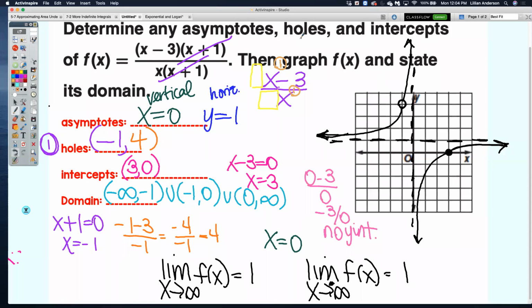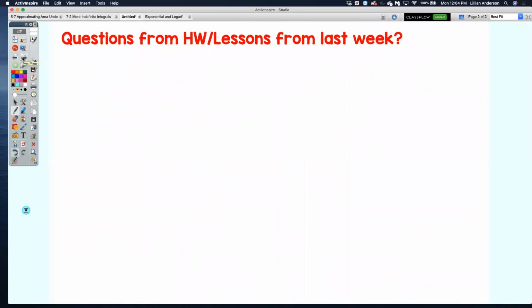What if we simplified when we're trying to find a hole and the simplified version is just a linear equation? That can definitely happen. It doesn't mean that it becomes a linear function now. It means that it's a rational function still that got simplified down to a linear function.